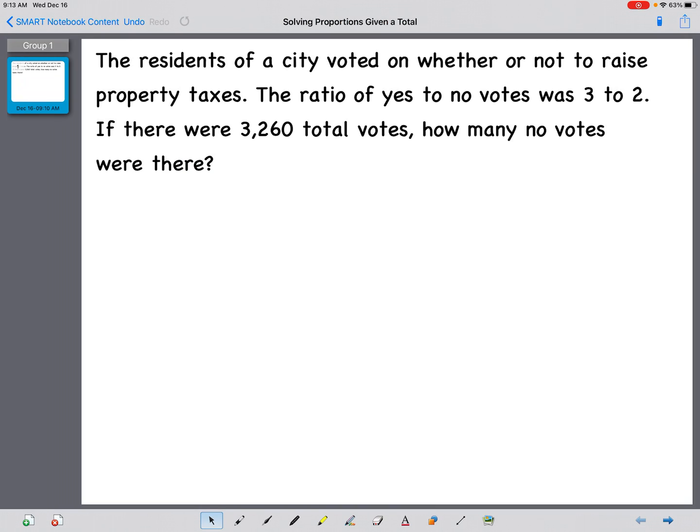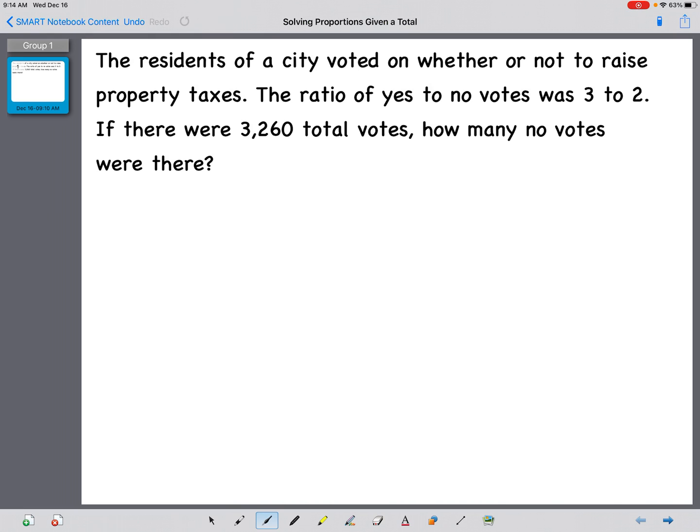The residents of a city voted on whether or not to raise property taxes. The ratio of yes to no votes was 3 to 2. If there were 3,260 total votes, how many no votes were there? Okay, and so this is the perfect proportion problem. We can set up a proportion to solve for the unknown amount of no votes.